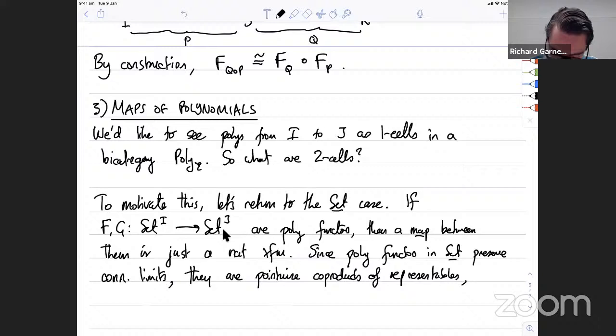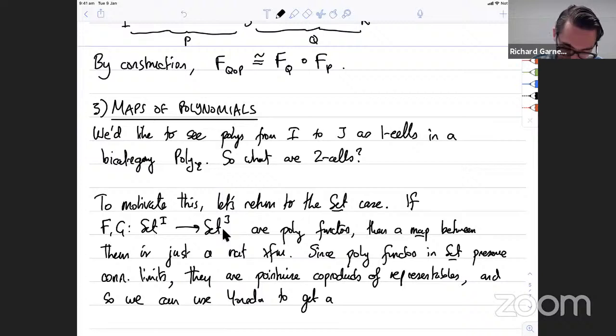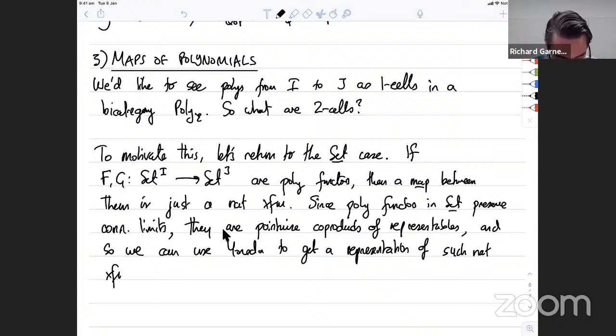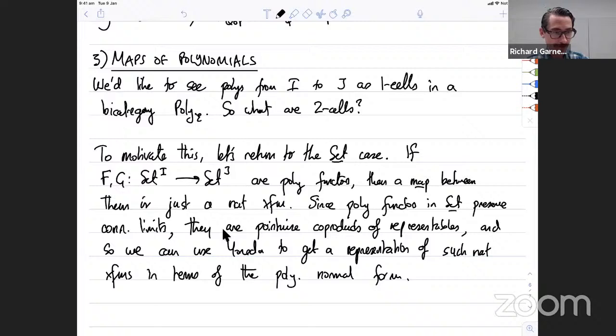And so we can use Yoneda to get a representation of such natural transformations in terms of the polynomial normal form. Okay. Mike Johnson's thesis as well. There you go. Mike Johnson has some fun stuff in his PhD thesis. In particular, I think he has the result that the free category monad is a parametric right adjoint monad on the category of directed graphs, which is quite nice.